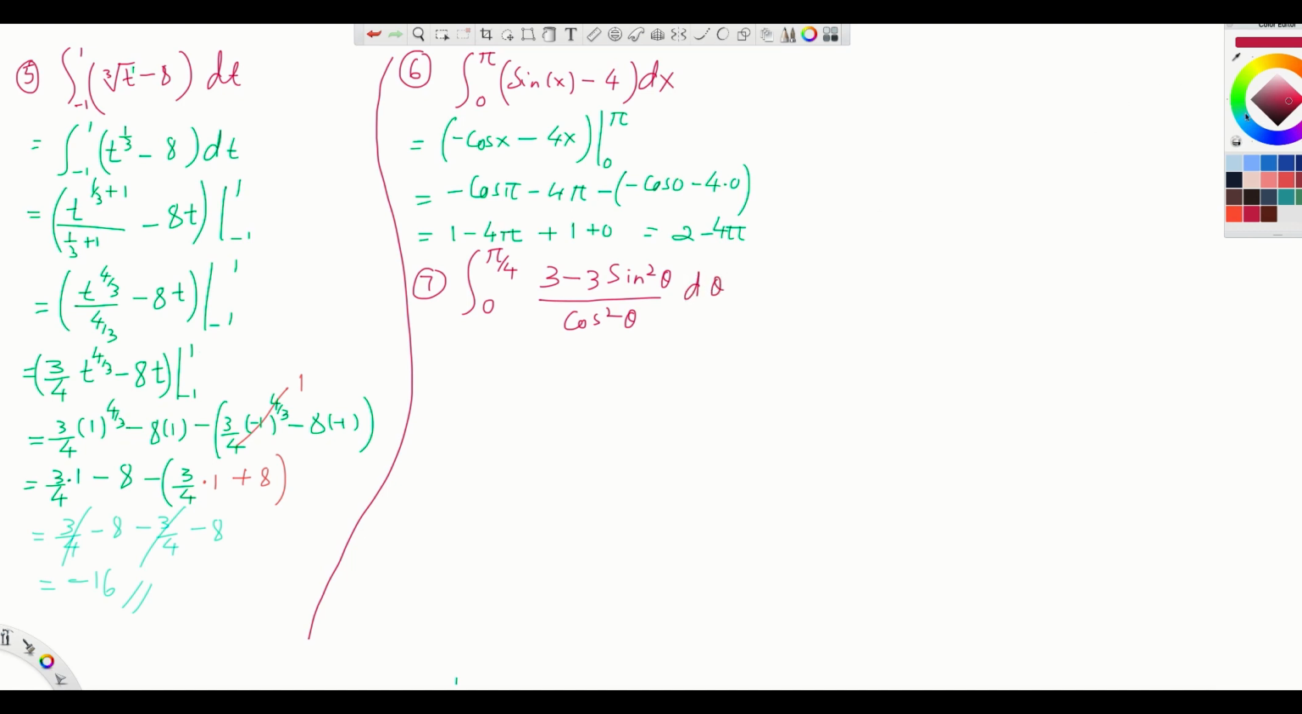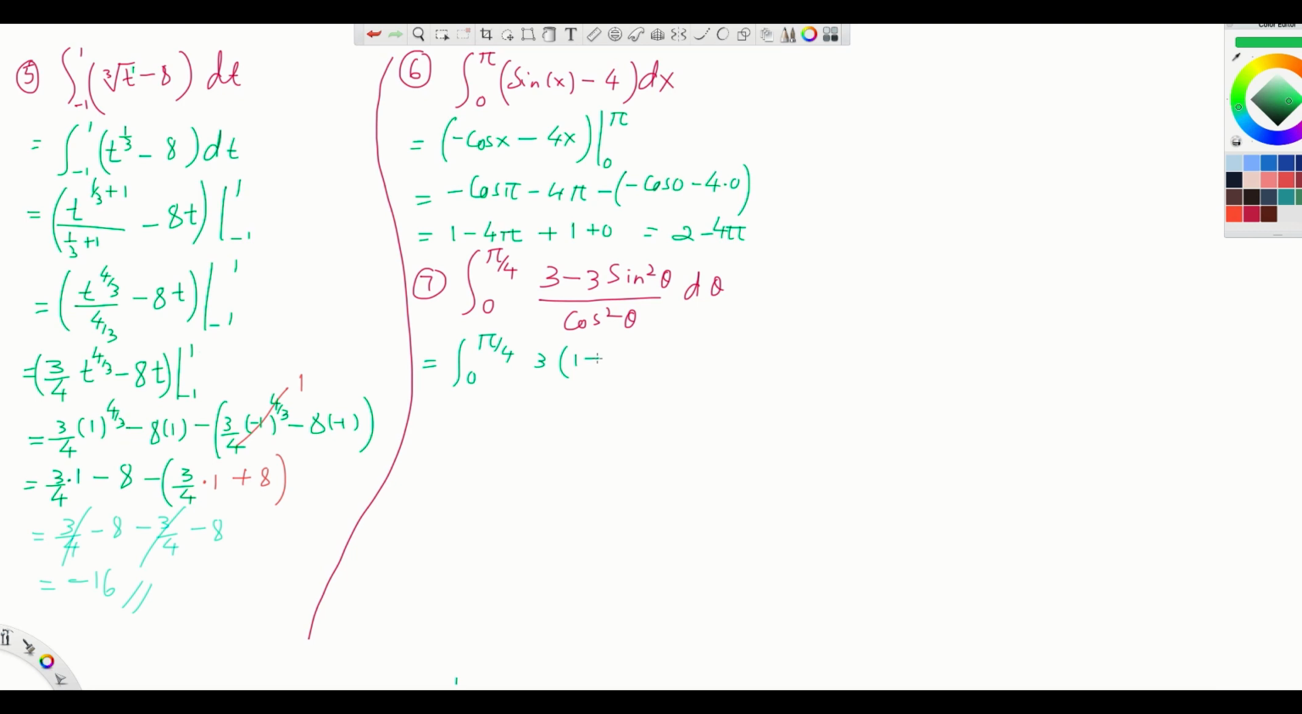Do you have any idea how to do this problem? There are so many ways to do this problem, but the easiest way would be, again, there are many ways, right? You can split 3 over cosine square and then 3 sine square over cosine square, write tangent square, and change that into secant. But the easiest way would be, what is the common factor on the top? Just take that out. So 0 to pi over 4, and then you take 3 out.